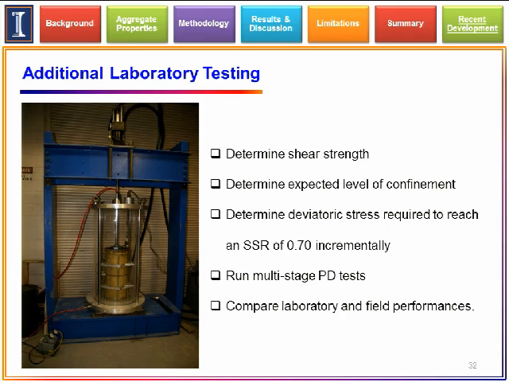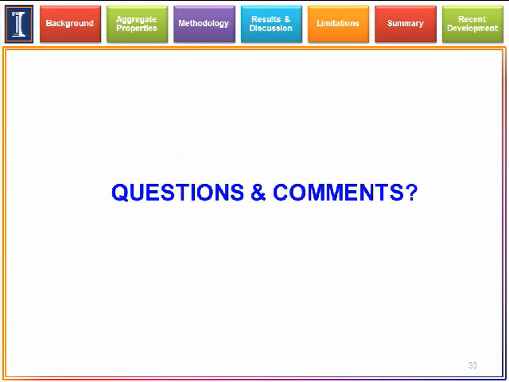Then we will find out the expected level of confinement that we'll be having in the field. And based on the level of confinement, we will determine the deviatoric stress required to reach the SSR, I mean subgrade stress ratio, of 0.70. And we'll do it incrementally so that we can run a multi-stage permanent deformation test to check out the comparison between laboratory and the field performance of the permanent deformation behavior of these materials, recycled materials, as well as large stones that we are using in the field. So that's all.